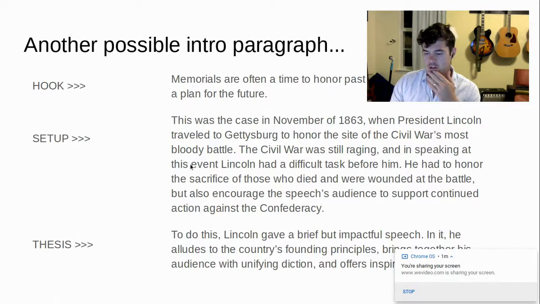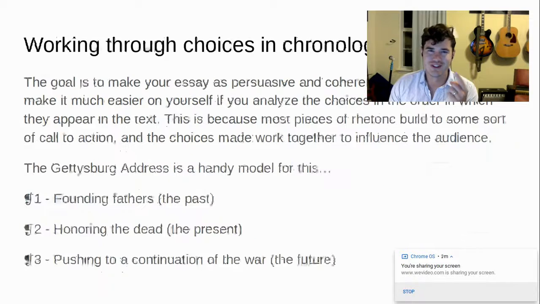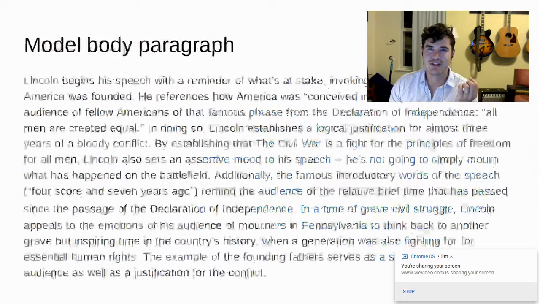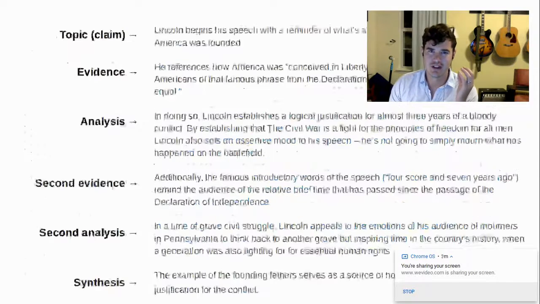Few things to note that I do differently. My hook, I think my hook's honestly a little bit better. I'm talking about the genre itself of memorials and speaking at memorials. The thesis, if you note, it's two sentences. It's not one. A thesis does not have to always be one sentence. You probably are taught it in English class as a formulaic one sentence structure. But a thesis for rhetorical analysis just needs to establish what the purpose is and the choices that are made to achieve that purpose. Okay?